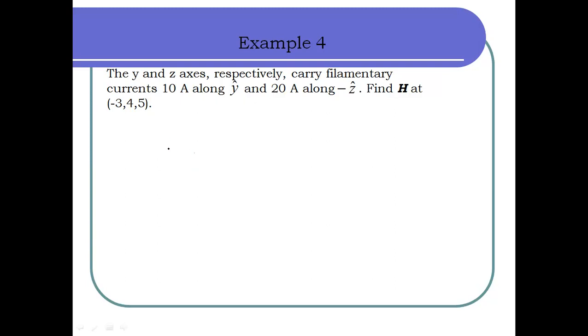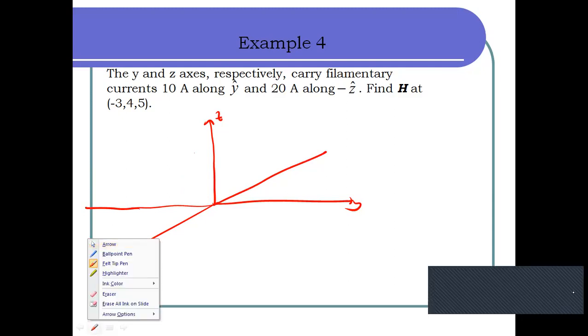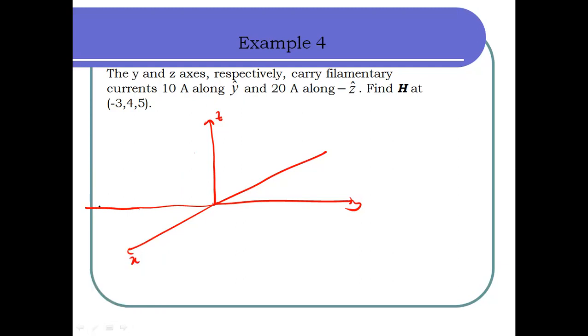Let us sketch the diagram for this problem. This is your z-axis, that is your x-axis, and that should be your y-axis. So we have the 10 ampere along the y. If we label this as a line, there's a line here, so that should be 10 ampere in the y direction.